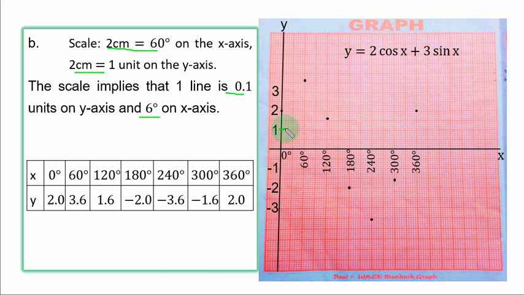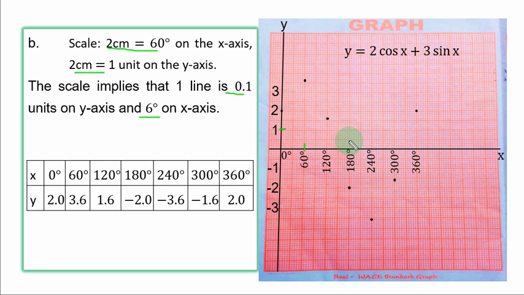The next 2 is 2. The next 2 is 3. If you go down, you have negative values. On the x-axis, if you combine 2 boxes, you give it 60 degrees. The next 2 becomes 120. The next 2 is 180, till you get to 360 degrees. Next thing is to plot the points.